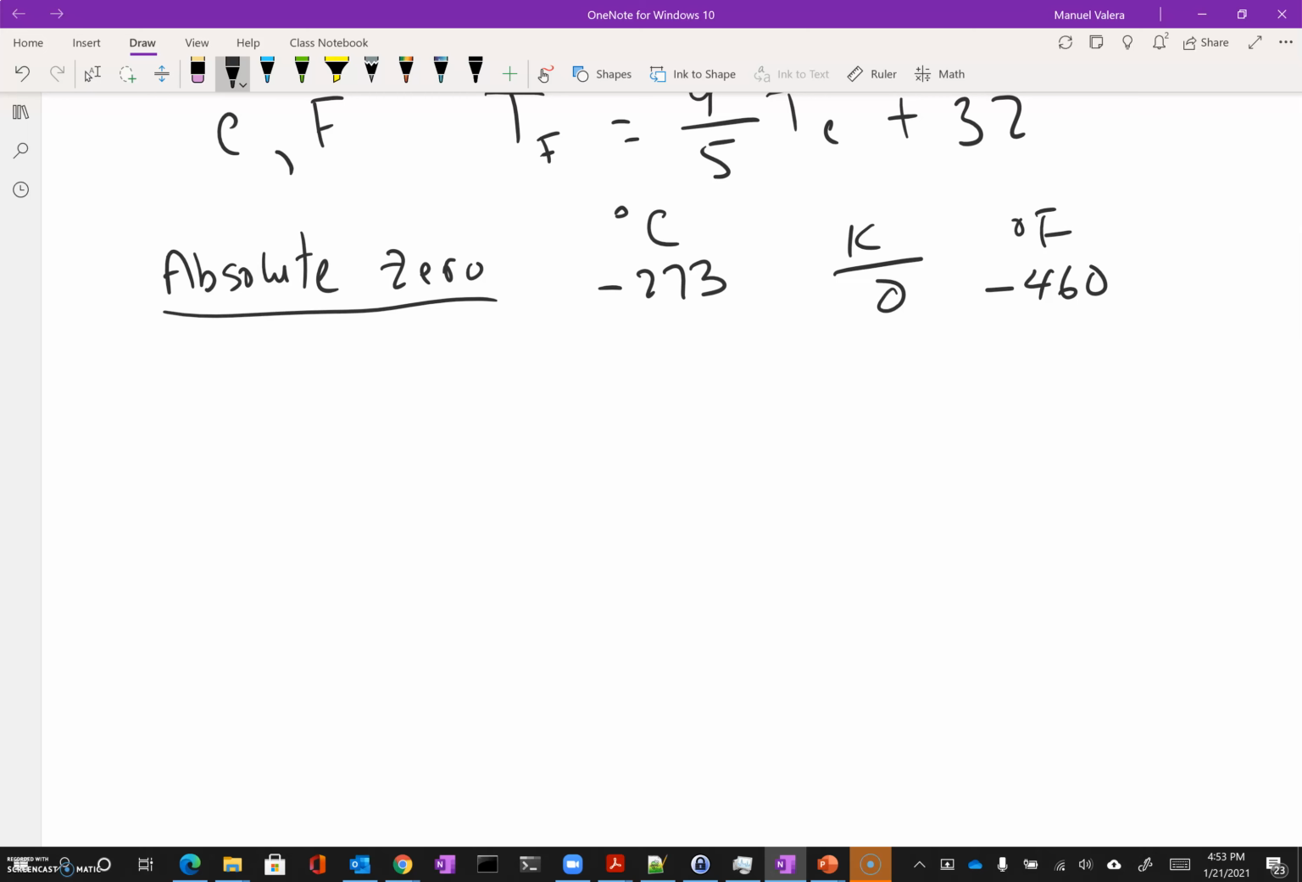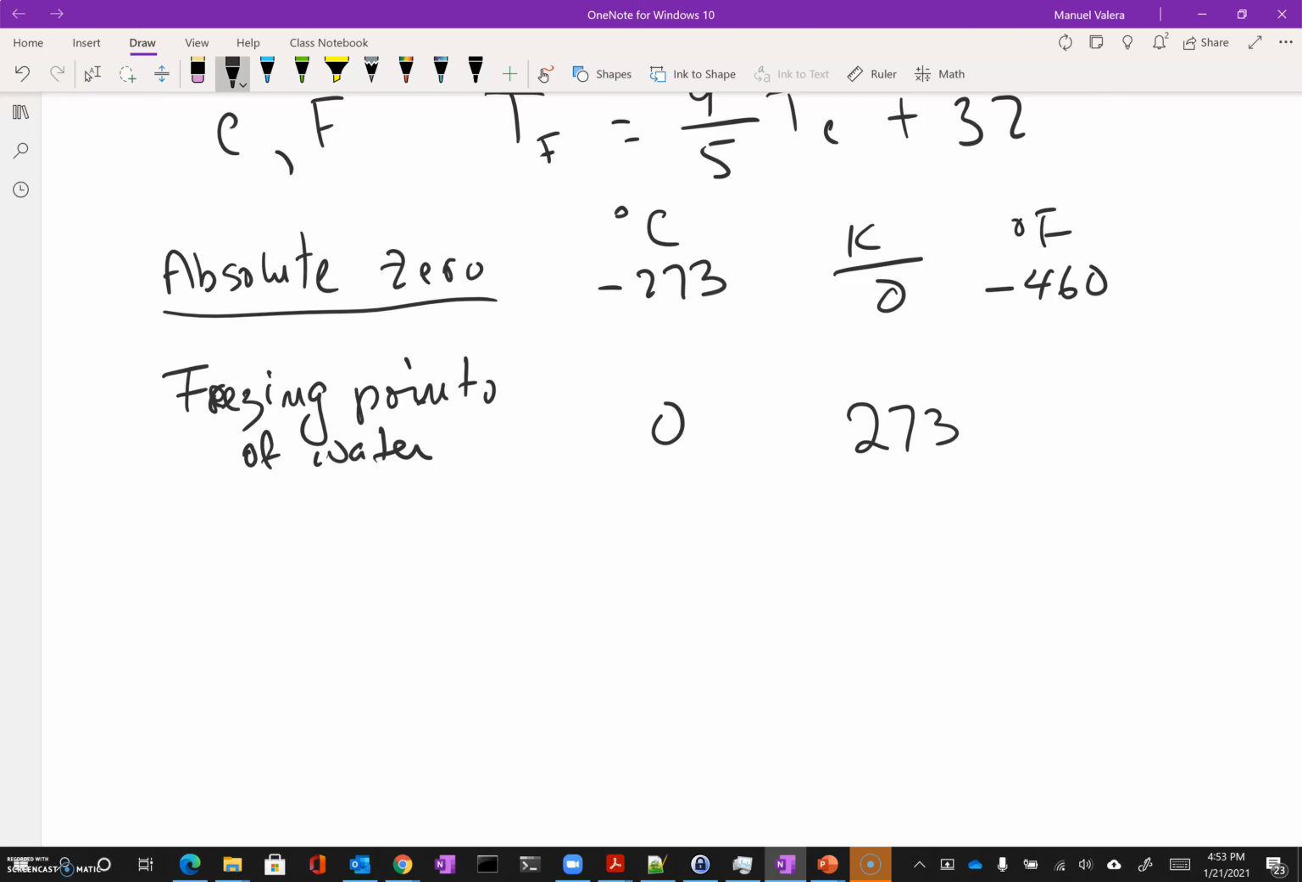Another important point is the freezing point of water. And there is two E's here. Point of water. And then for this, we get in Celsius, this is 0. In Kelvin, this is 273. And in Fahrenheit, this is 32.